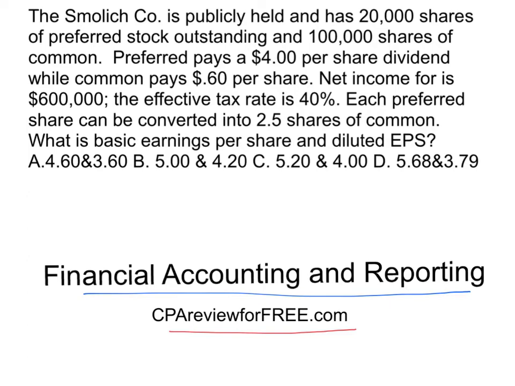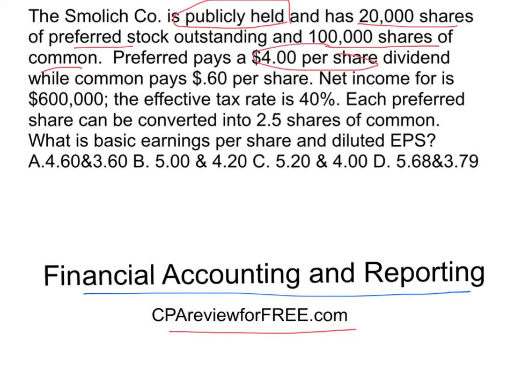As always, let's begin by reading the question. And we'll try to make note of those things that you should look for in working an earnings per share question. The Smollett Company is publicly held and has 20,000 shares of preferred stock. Now remember, publicly held is important because those companies must report earnings per share information. So that means that the earnings per share information is required. There's 20,000 shares of preferred stock outstanding and 100,000 shares of common stock. Preferred stock pays a $4 per share dividend.